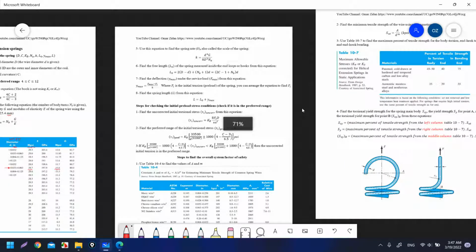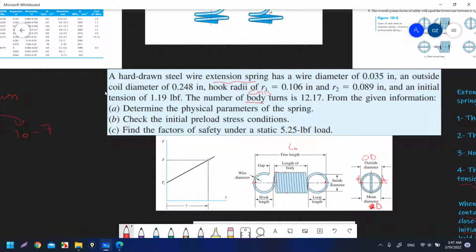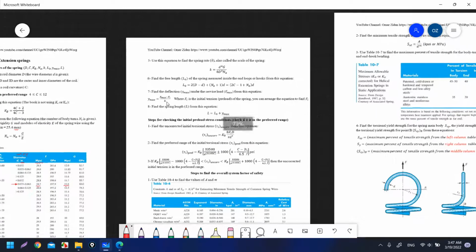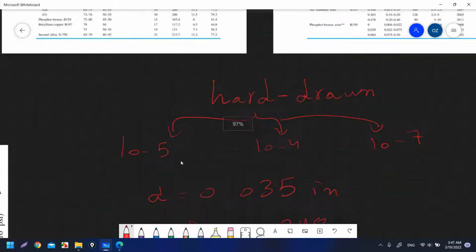F max, he didn't mention exactly in the statement of the question, but he mentioned it in part C, which is this load. Why we call it F max, we will see in a moment, inshallah. So first let's find K, then we will talk about F max.